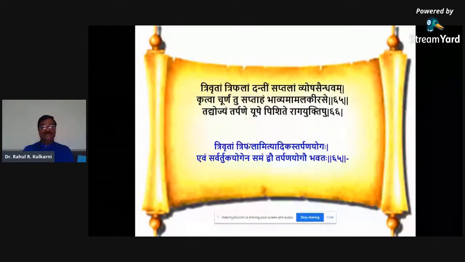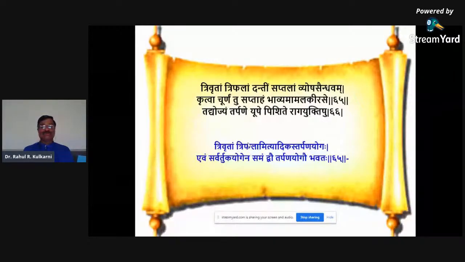त्रिवृतां त्रिफलां दन्ति सप्तलां योष सैंधवम कृत्वा चूर्णं तु सप्ताहं भाव्यम आमलिक रसेहे तद योजनम तर्पणे यूषम पिशिते राग युक्तिषु. Trivrut, triphala, danti, saptala, yosha and saindhava, all in equal quantity, make the churna. Saptaham bhavyam amalike rase: for seven days it has to be subjected to bhavana with amalaka swarasa.